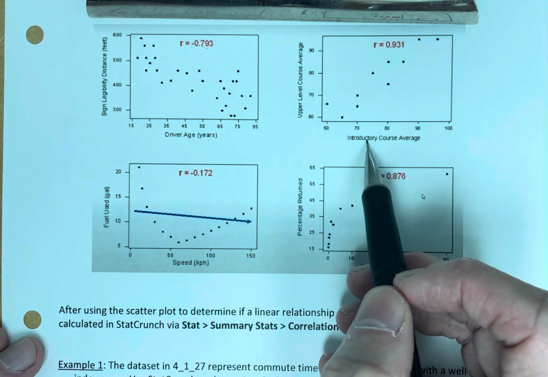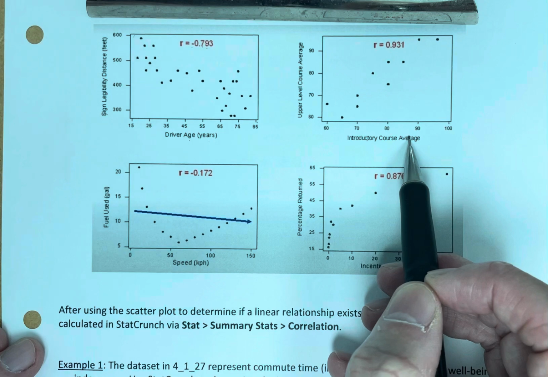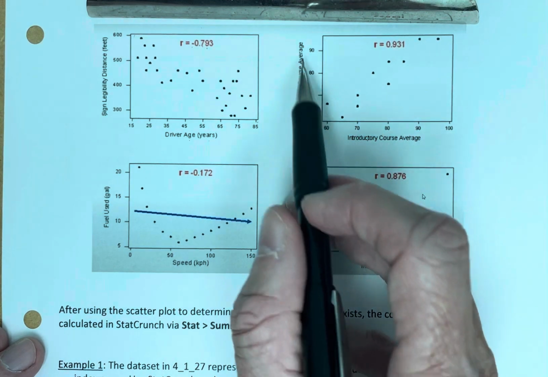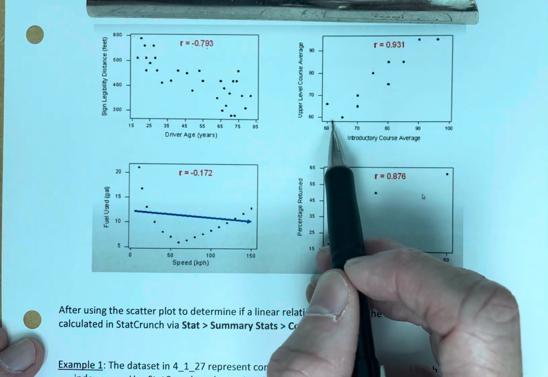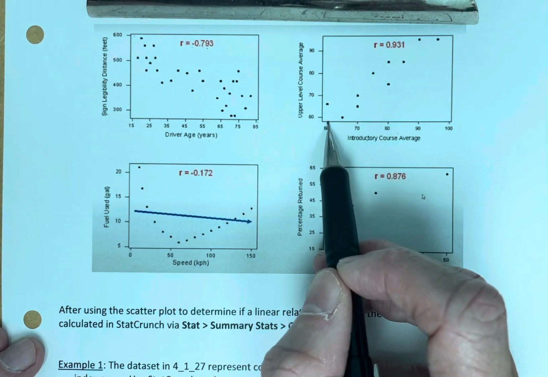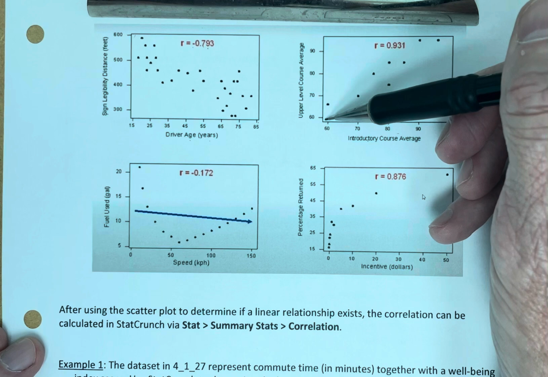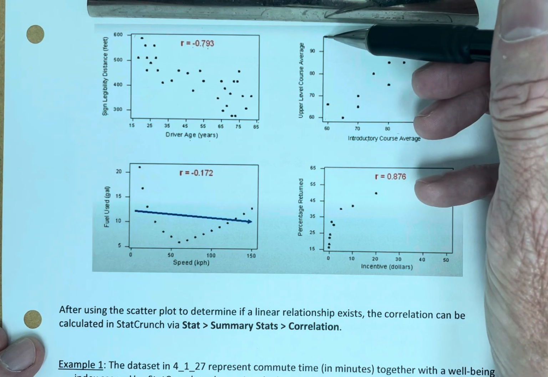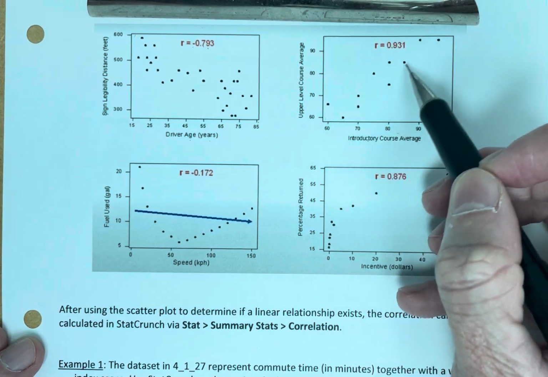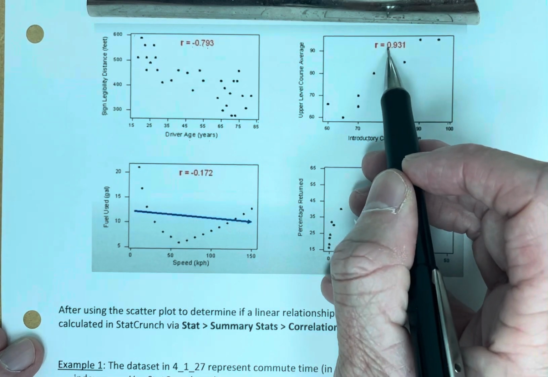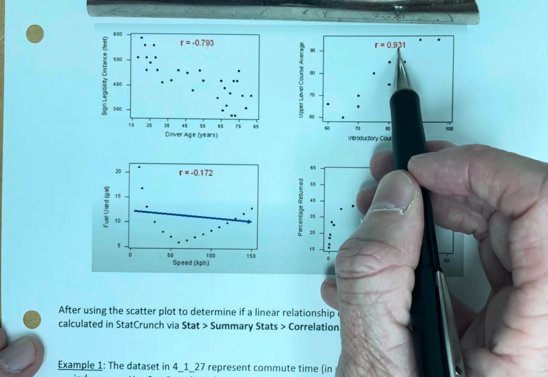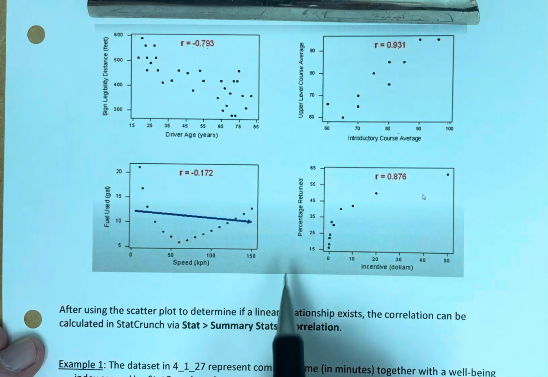Okay, here's an introductory course average plotted against the upper course average, and that makes sense. If your average grade in the introductory course is high, you would expect your average grade in the next course to be high as well. So here's a positive relationship. It's a positive R, and it's pretty strong at 0.931.